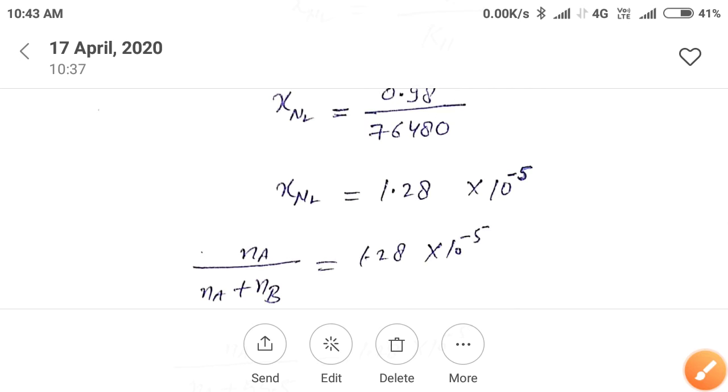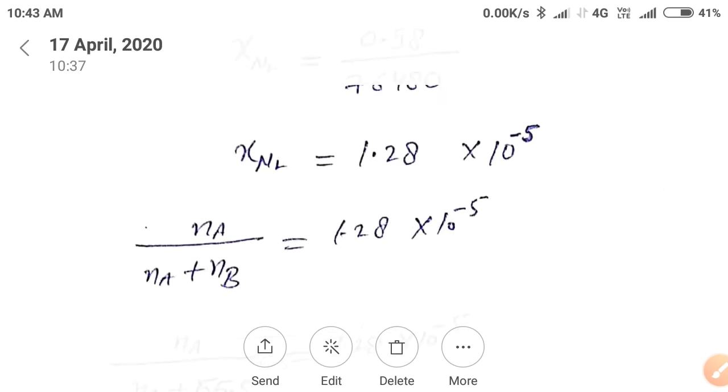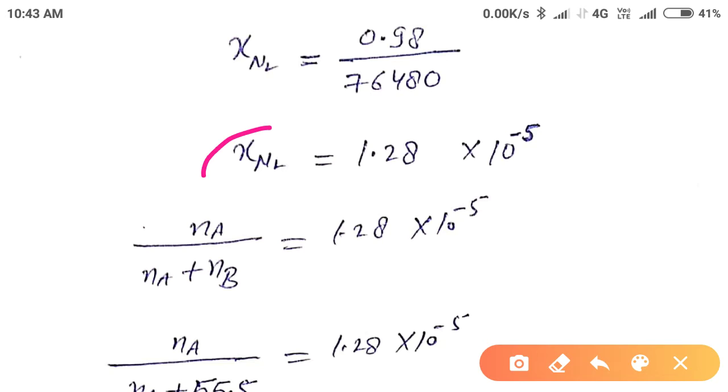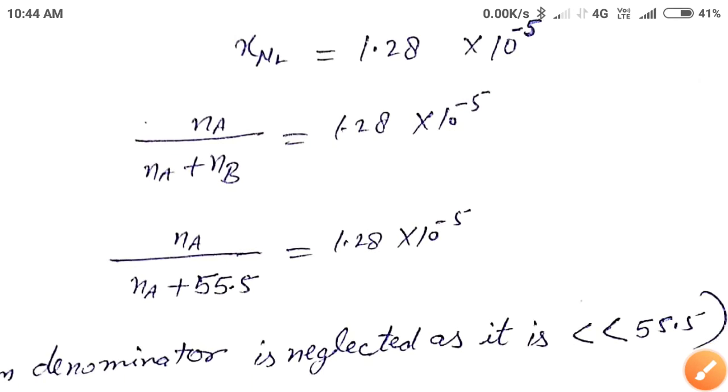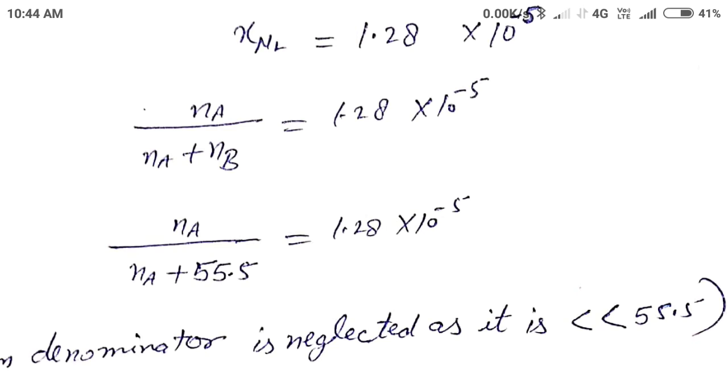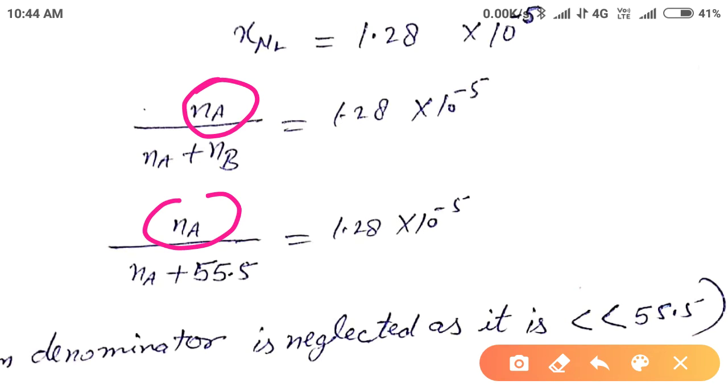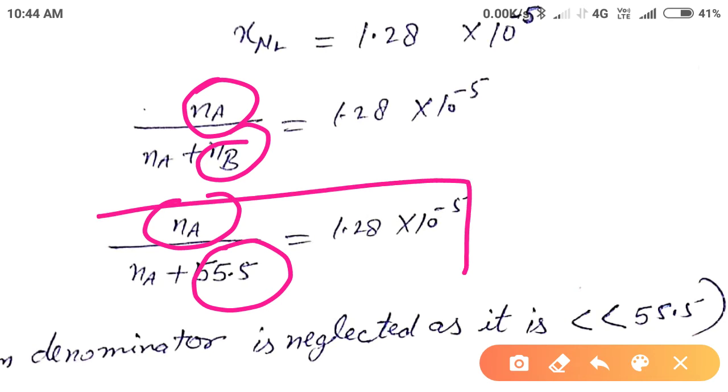And the mole fraction is written as Na upon Na plus Nb. Na is the number of moles of N2 and Nb is the number of moles of water. We don't know the value of Na, it can be found out. This is the question, and we know the number of moles of water, that is 55.5. By putting the values we get this equation.